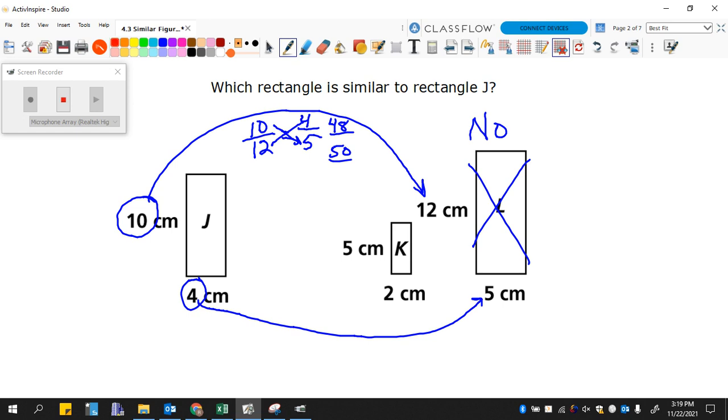Let's try the small one. Once again, 10 goes to 5, and 4 goes to 2. So when we cross multiply, 10 times 2 is 20, and 5 times 4 is 20. So those are the same. So it is a proportion, and so the small one is similar to rectangle J. So K is similar to rectangle J.